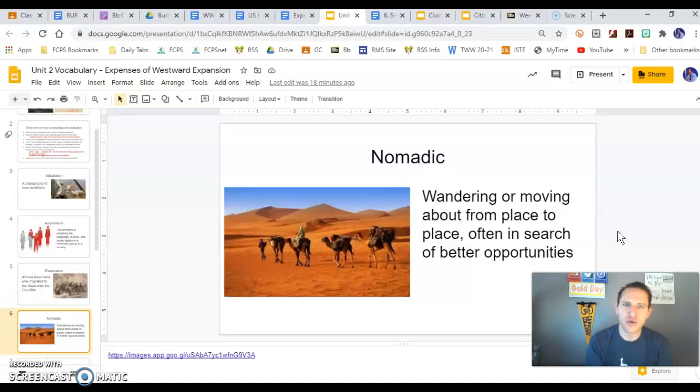All right, the fourth word is nomadic. A lot of people during this time become nomadic, trying to find the right, the great place for their family or themselves to establish roots. So they're moving around, searching for better opportunities. So that's nomadic. You might hear that word throughout this unit.